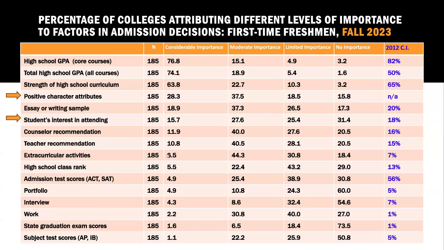You can go down the list. I'm going to move on here, but after that you can start seeing teacher recommendations, extracurriculars, rank, and admission test scores. Granted, this is a year old, so maybe the 5% considerably important on standardized tests is still a little deflated from the pandemic. In the next survey, which comes out next year, since they usually do this every 2 years, I think that number will be a little bit higher, but I don't think it's going to be above the character attributes for students interested in attending.